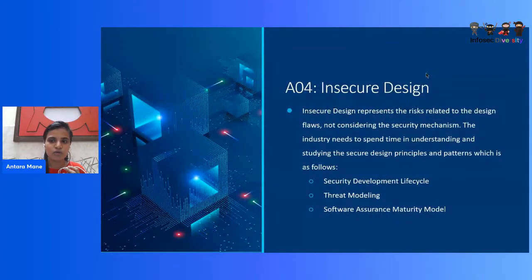So let's move on to our next slide, that is insecure design. Insecure design mainly focuses on the risks related to design and architectural flaws, right? It represents a broad category of design weaknesses, the architectural design weaknesses, right? To study the secure design principles and patterns, there are a few already defined by OWASP. A few are listed below: secure development life cycle, threat modeling, software assurance model.